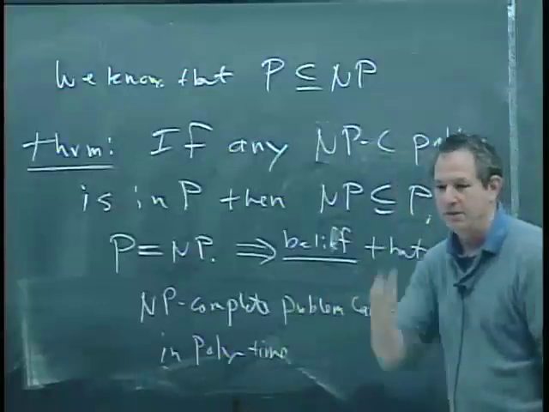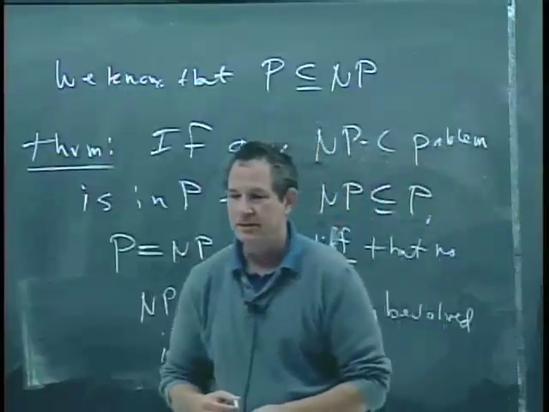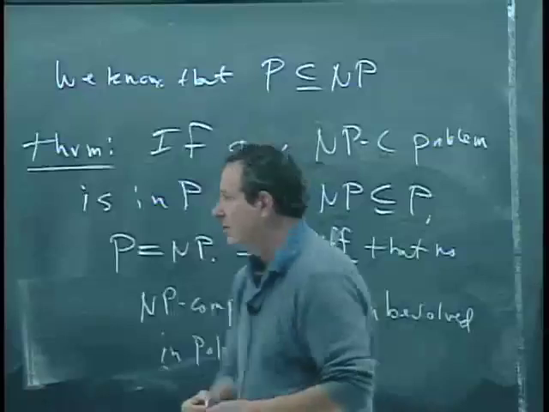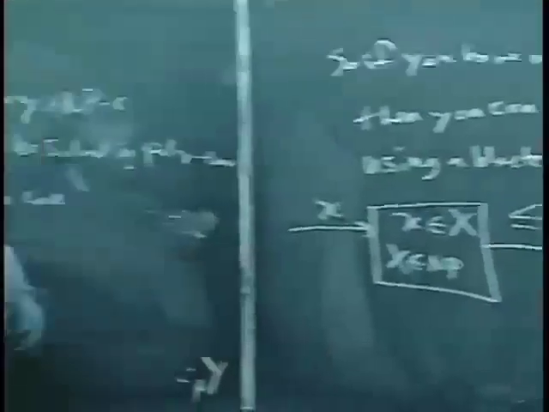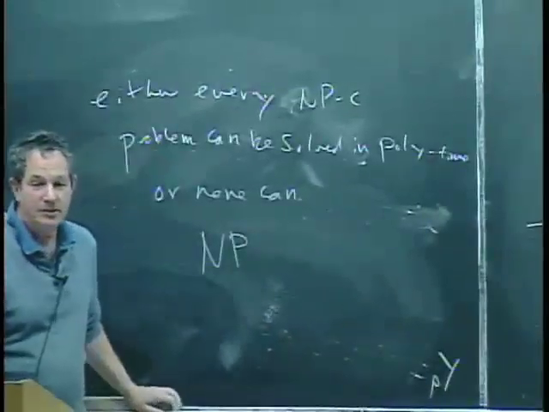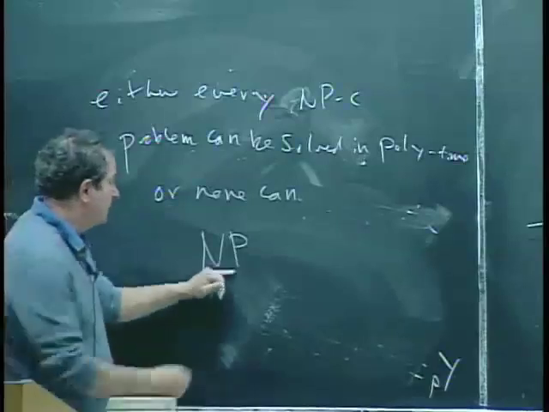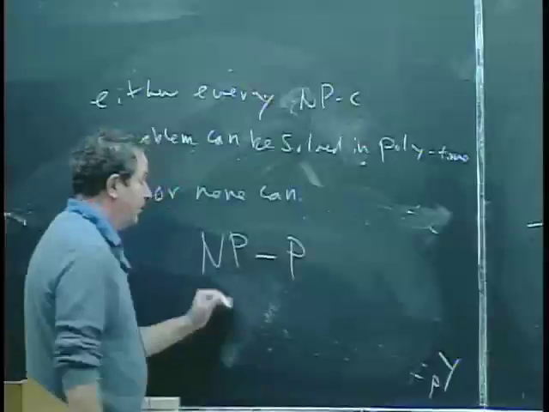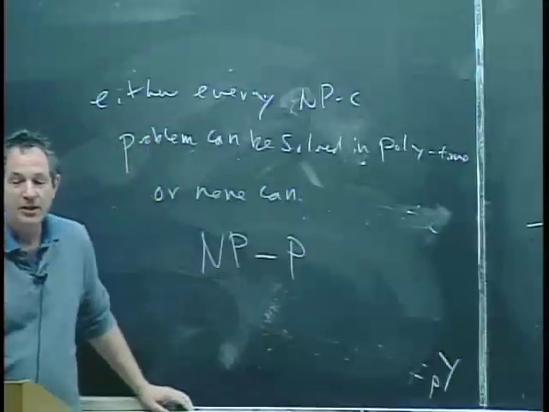I can see people, yeah. Are there any languages that are in NP that can't be polytime reduced to another NP language? Let me parse that. Problems in NP that are not in P. Well, we don't even know any of those.